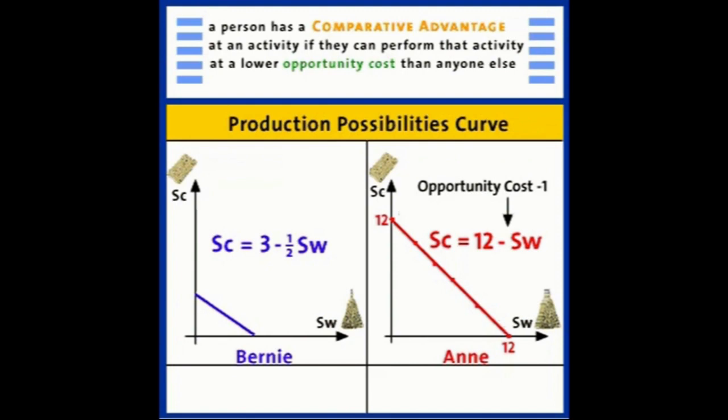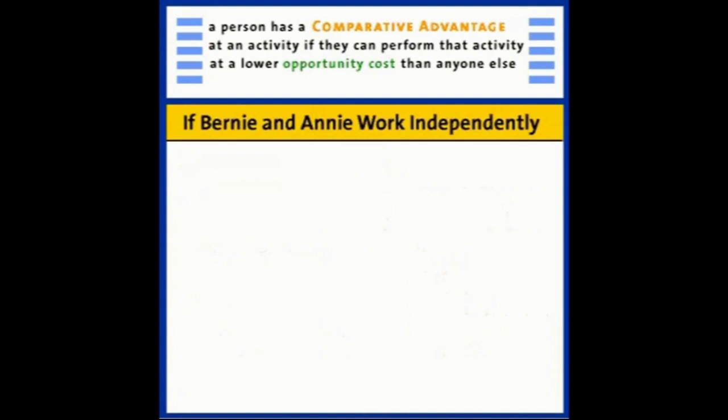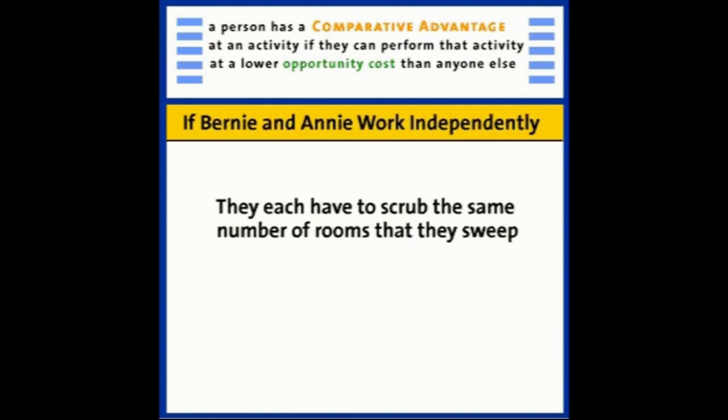You've got to sweep each room and you have to scrub each room in order to clean that house. So the question is, if Bernie and Ann have to sweep and scrub the same number of rooms each, that is, Bernie has to sweep, say, 2 rooms and scrub 2 rooms, and Ann has to, say, sweep 6 rooms and scrub 6 rooms, well, what numbers are going to work out?